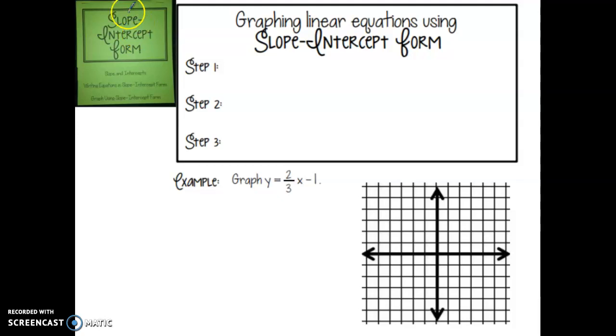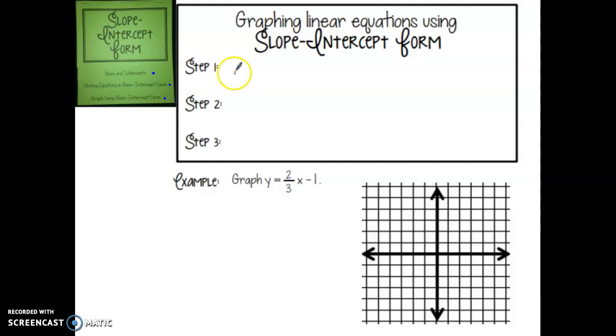Hi guys, so we're again in the slope-intercept form foldable. We've done this and we've done this. Now we're on the last flap that says graph using slope-intercept form. So, graphing linear equations using slope-intercept form. If we're given the equation, how do we turn that into a graph? That's what we're going to learn about today.